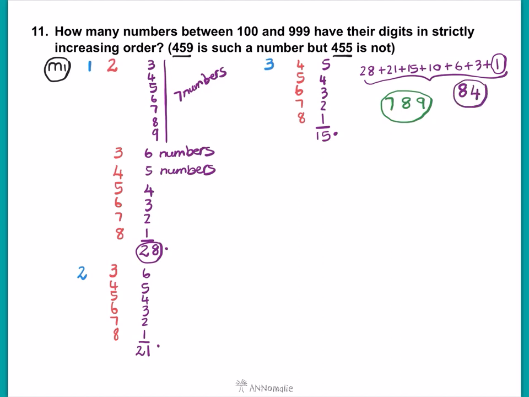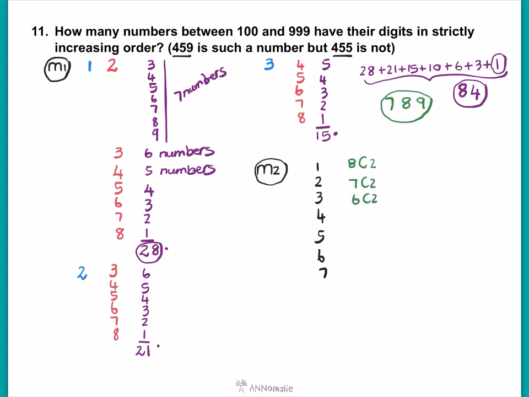Now method 2 requires fancy mathematics, but it's much easier. So what we're looking at is if the first digit is a 1, a 2, a 3, a 4, a 5, a 6, or a 7, we have to choose 2 digits. In this case, we will choose 2 digits from 8 digits. Here, we'll choose 2 digits from 7 digits.